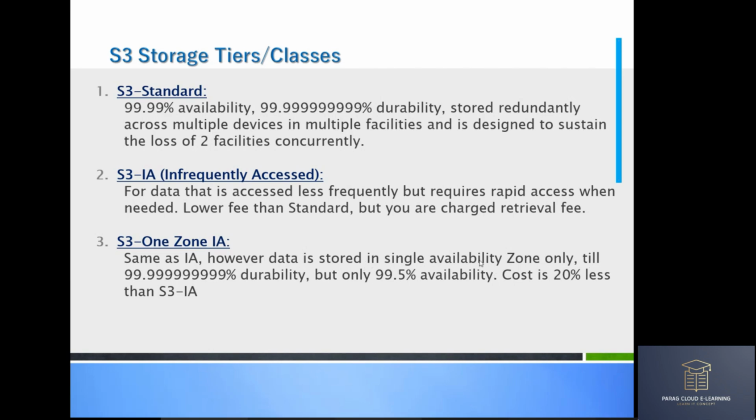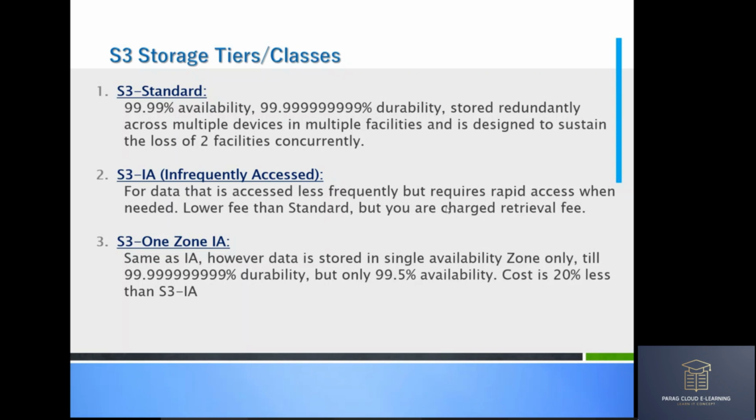The data is stored in a single availability zone only, and you get 99.99% durability, but the availability is reduced to 99.5%. So the cost is reduced further by 20%. Let's say we are paying 10 rupees for standard, 8 rupees for infrequent access. Then for S3 one zone, you might be charged 6 rupees.